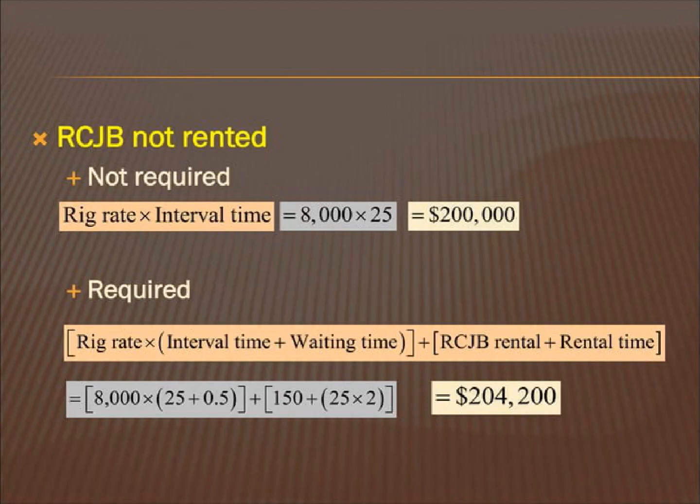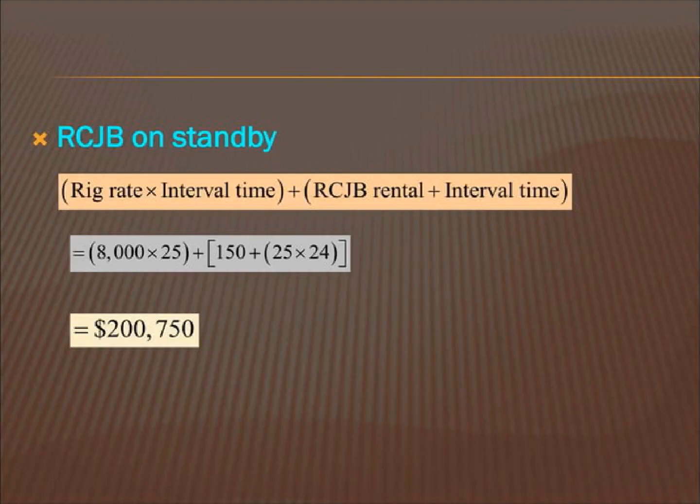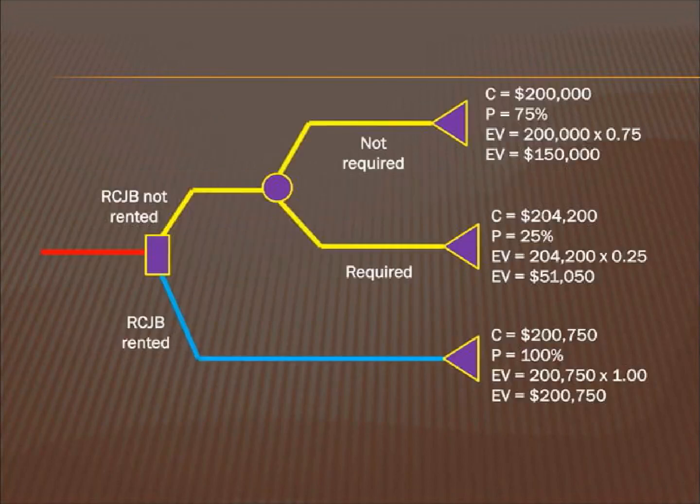The slide is concerning cost predictions. The calculation is fairly straightforward. Multiplying the rig rate with the interval time provides 8,000 times 25, which amounts to 200,000. However, multiplying the rig rate with the sum of the interval time and waiting time, and adding the RCJB rental plus the rental time, gives a more definite cost prediction. The author's company's cost predictions involve assessing various components to make informed decisions.